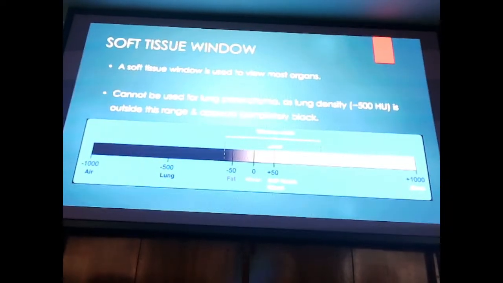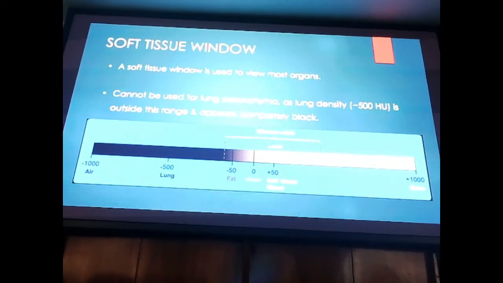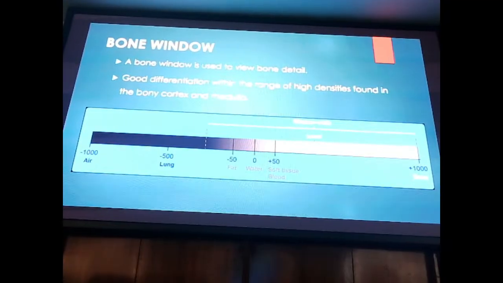So mostly we use soft tissue windows for organs like liver, lung, brain, orbit, etc. So for lung we cannot definitely use a soft tissue window. The reason being that the lung is again filled with air, so you will see it quite black in color. So there is a separate module that is used for the lung. Whereas a bone window is used to study bone detail.